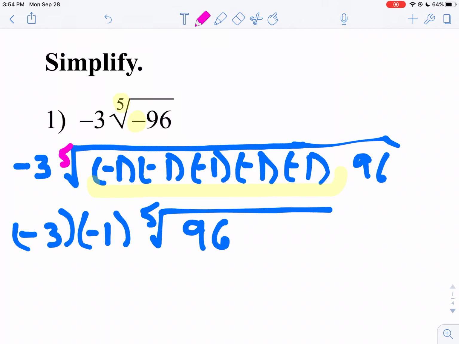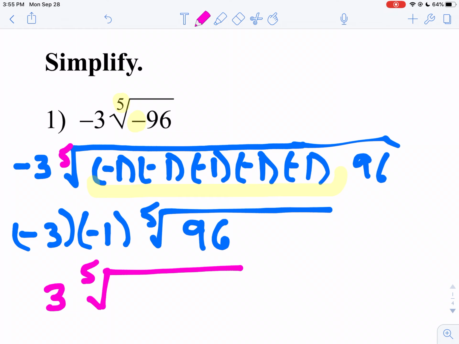So all of a sudden my problem becomes 3, and then I still need to break down that 96 so I can see if I can simplify it further. All right, so I just took care of the negative sign. That's what you do every time your index is an odd number and you have a negative sign in your radicand.